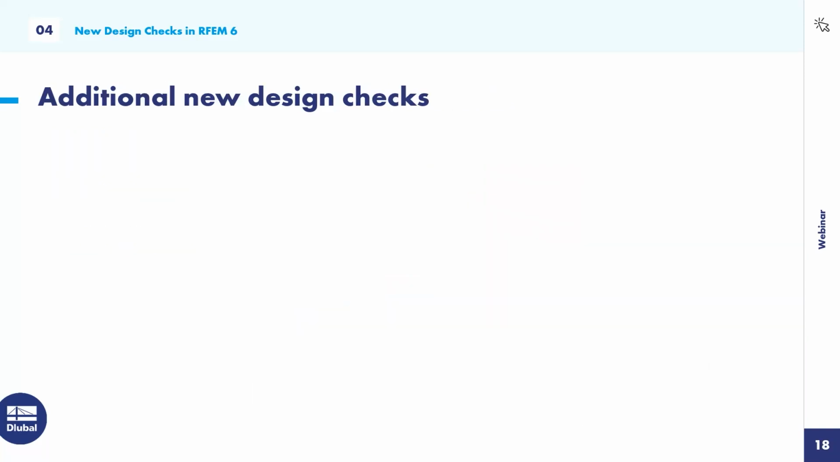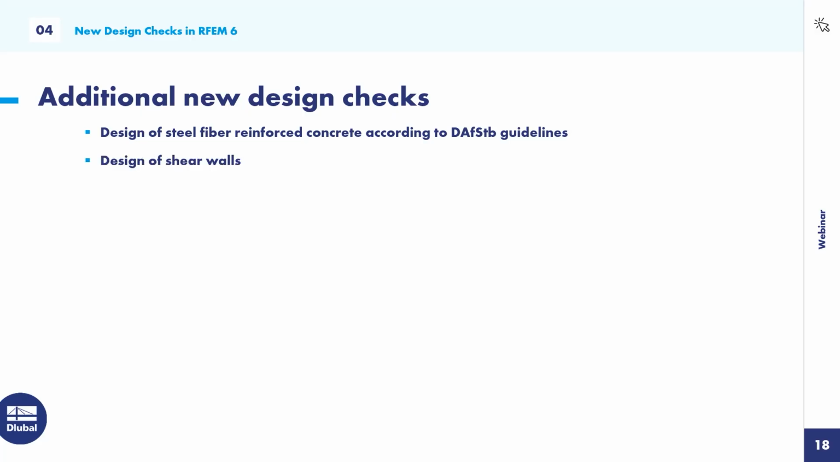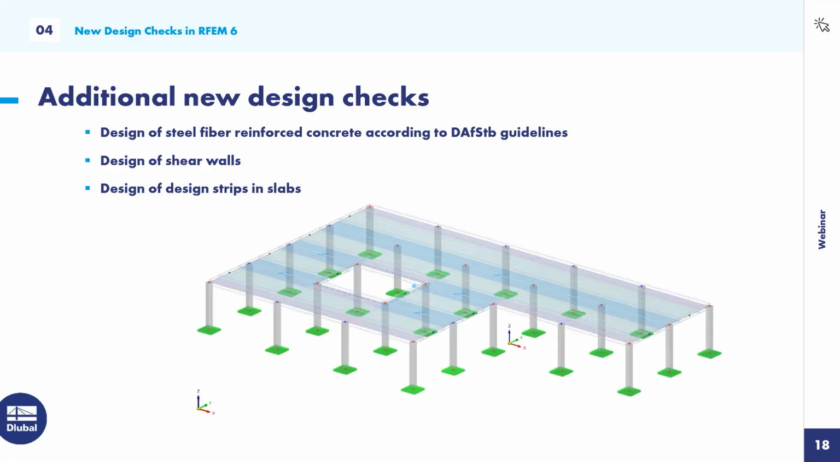Additionally, there are new possibilities or design checks: we can design steel fiber reinforced concrete according to the German guidelines for steel fiber concrete. They are similar to the rules in the upcoming Eurocode 2 generation. Then we can design shear walls, and what is also very new, we can design stripes in slabs.